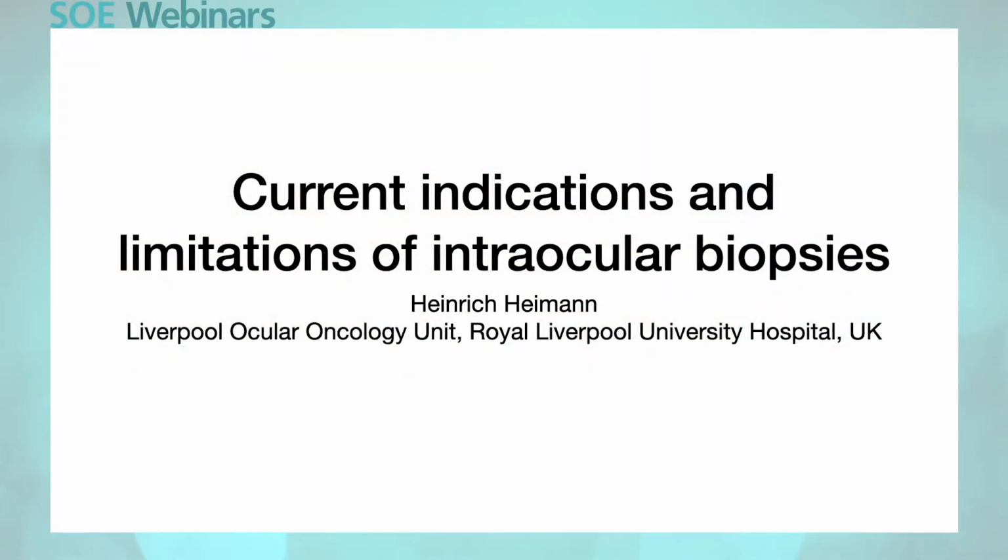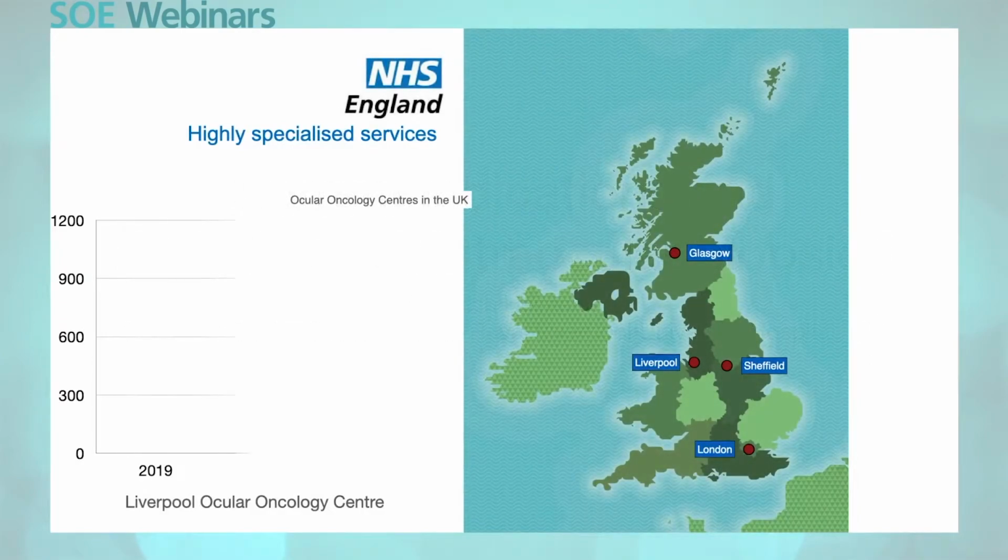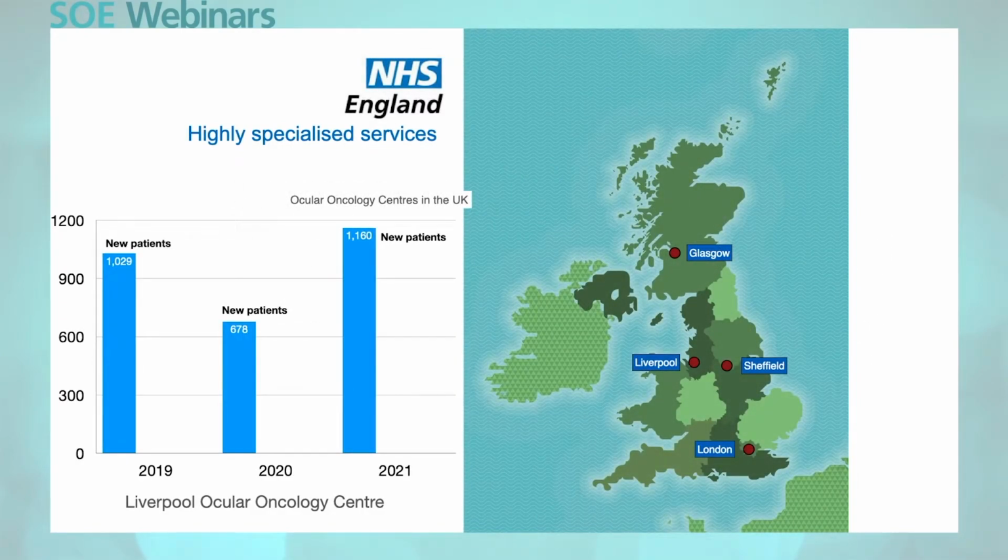Thank you for giving me the opportunity to talk on indications and limitations of intraocular biopsies. In Liverpool, we are one of 4 adult ocular oncology centers in the UK. We usually see about 1,000 new patients a year, with a little dip during the COVID crisis, about 300 melanomas per year, and we perform between 60 and 90 biopsies per year.